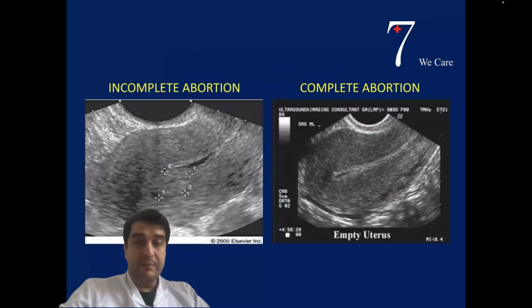So, you can see this is incomplete abortion. What does this mean? Incomplete abortion means some part of the tissue stayed inside the uterus.